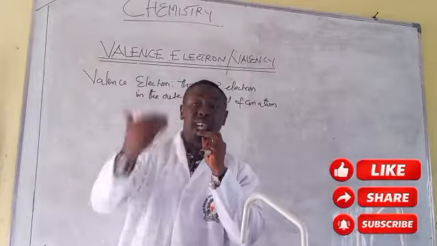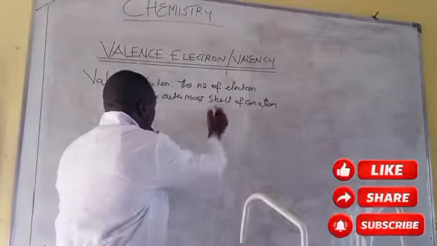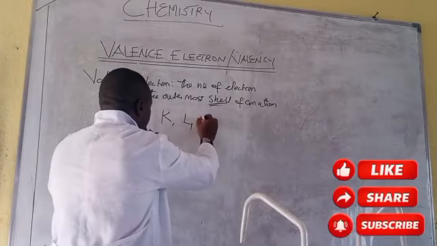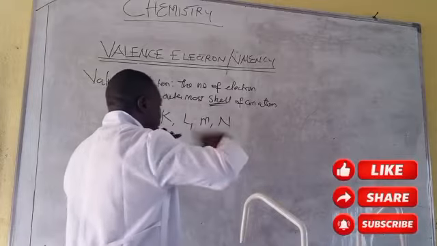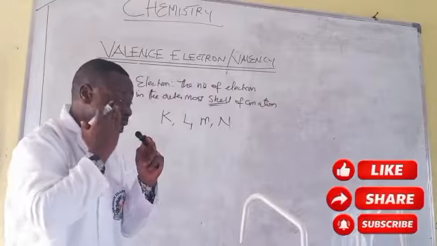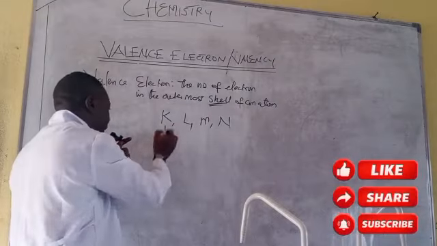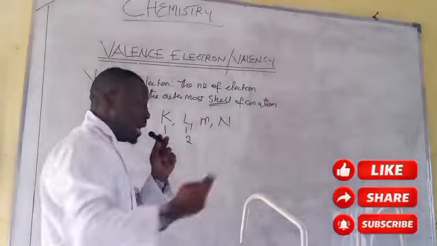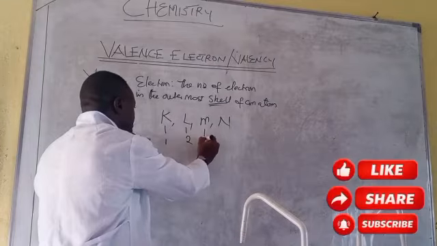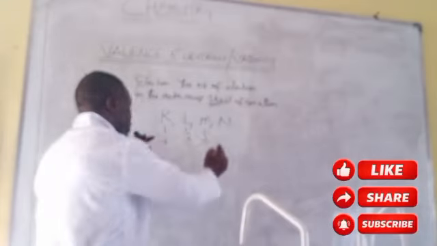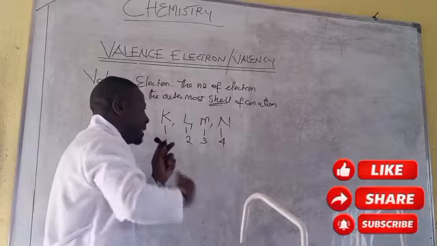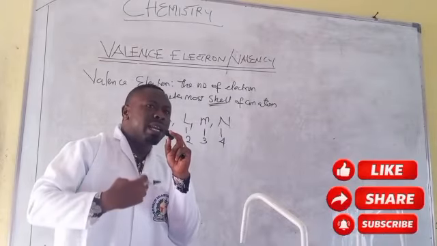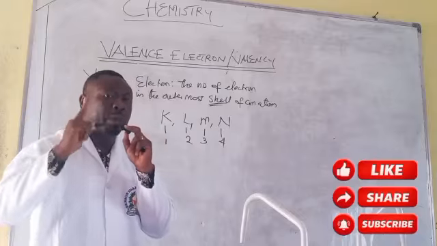we have what we call the shells. What are the shells? We have the K shell, the L shell, the M shell, the N shell, the O shell, just like that. The K shell is the first shell and is termed 1. The L shell is the second shell and is termed 2. The M shell is the third shell and is termed 3. The N shell is the fourth shell and is termed 4. Now, these shells have a maximum number of electrons each of them can carry.